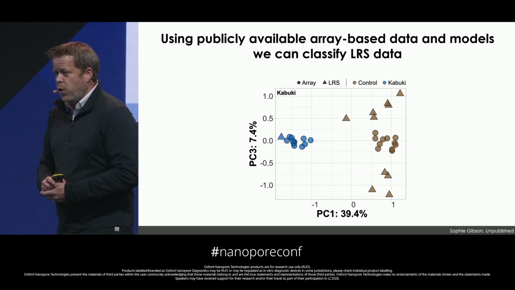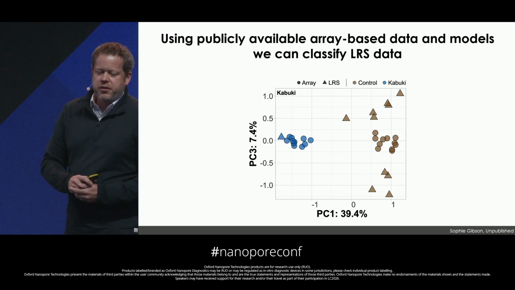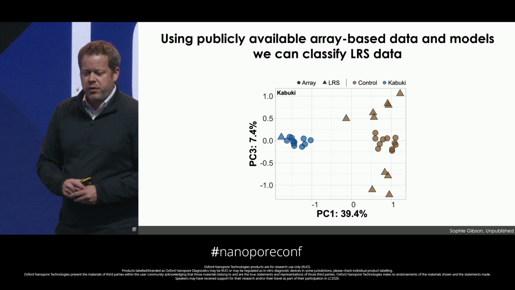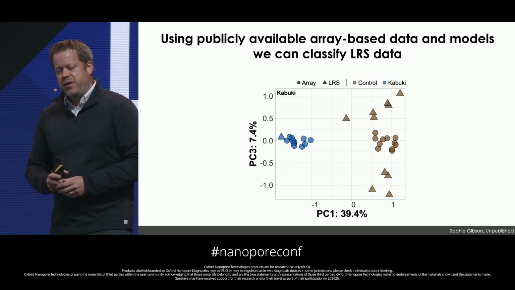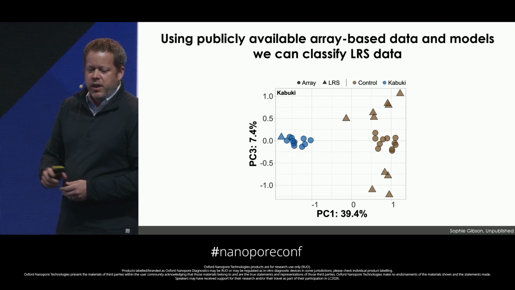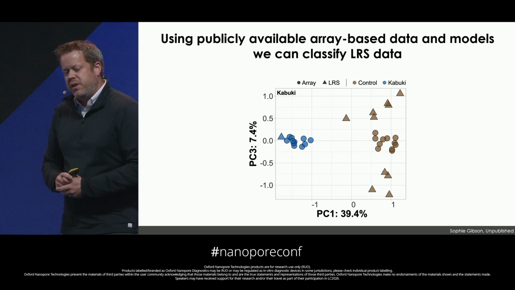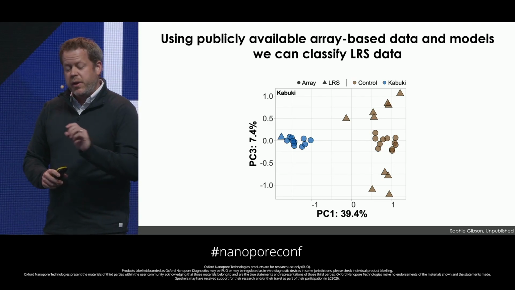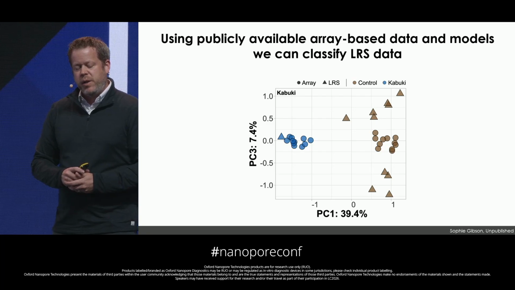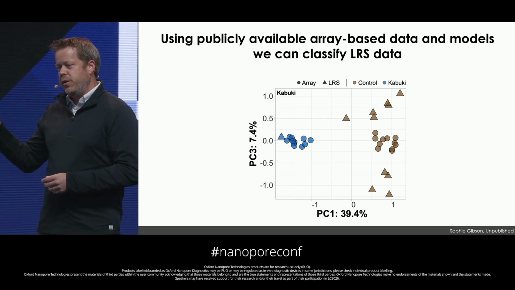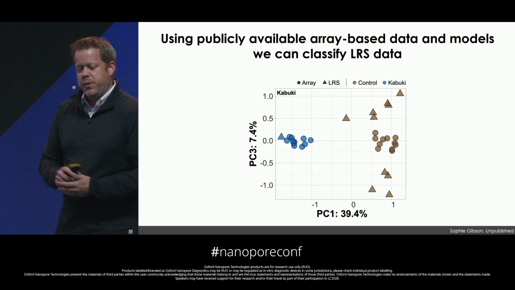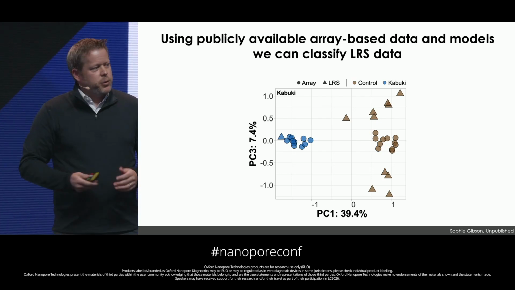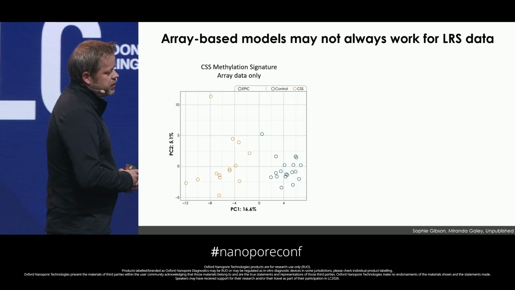This was our first foray into long-read derived epigenetic signatures. This is individuals with Kabuki syndrome. The brownish color are controls. The bluish color are individuals with Kabuki. Triangles are long-read sequencing derived methylation data, and circles are array-based. And what you can see is that the triangle with the Kabuki groups or clusters with the Kabuki cases, and everybody else groups with the controls. That was great. We know this works. Can we apply it to other conditions?